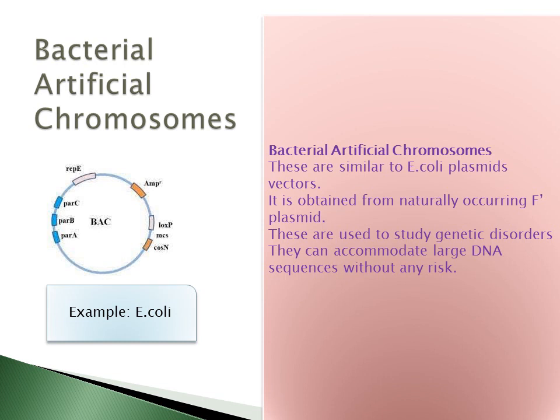Next comes the bacterial artificial chromosome. Bacterial artificial chromosomes are similar to E. coli plasmid vectors. These E. coli plasmid vectors are obtained from naturally occurring F plasmids, and they are used to study certain genetic disorders and accommodate large DNA sequences without any risk.